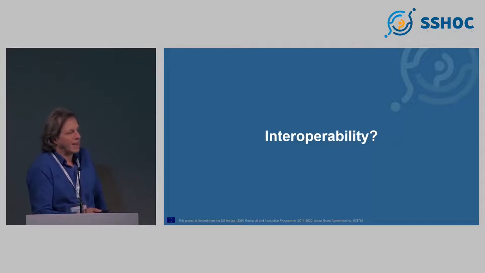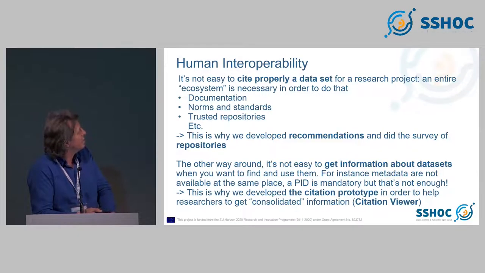We spoke because I know that Emiliano likes the idea of machine interoperability and human interoperability. So about the specific part of interoperability and citation, it's not really easy, as I told you, to cite properly something, because you need to grab information, you need to be able to present the information the right way, and you need to have an entire ecosystem for that. You need to have documentation, norms that mean vocabularies, a way to structure information. Now it's a little bit messy, but you have some emerging standards. You also need to have repositories and trusted repositories, for instance, certified repositories.